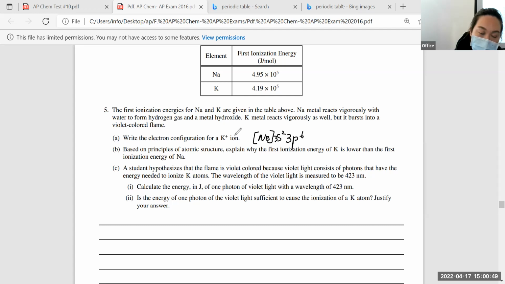Based on principles, oh, remember that K plus. Always, FYI, remember always remove from the highest energy level, right? Okay. Based on principles of atomic structure, explain why the first ionization energy of K is lower than the first ionization energy of Na. Periodic table.